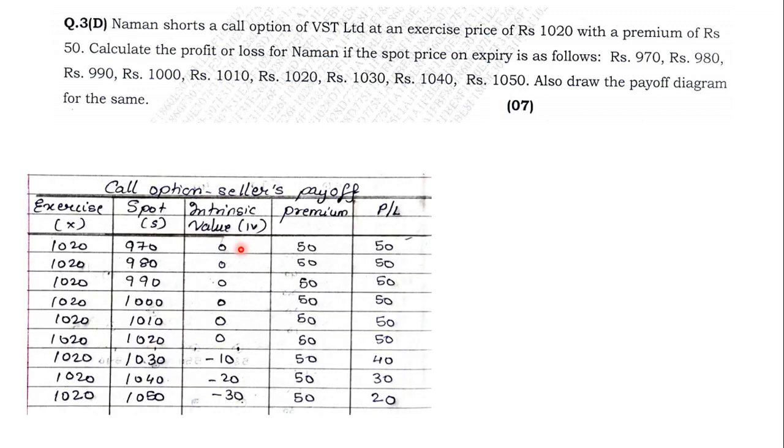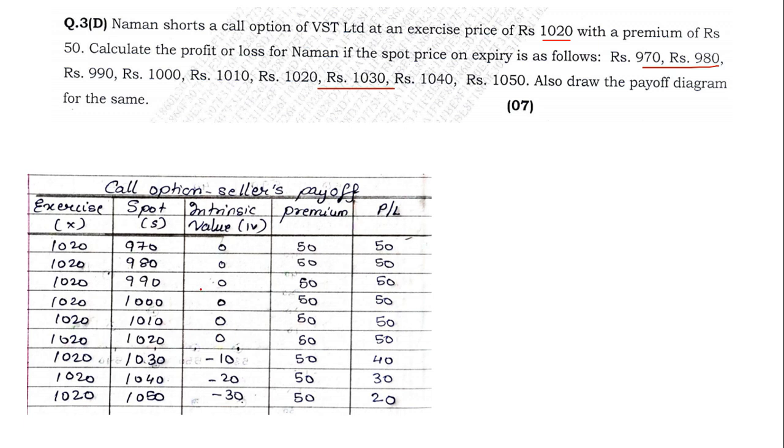Okay, so first the table. Remember, this table is very important. First, the exercise price, so it was 1020 in all the cases. Spots are all given to us, so we first note down the spot: 970, 980, 990, up to 1050, and 1020 is our exercise price in all the cases. Now remember, this is the call option seller's payoff. The rule for the call option seller's payoff is, if your spot price goes more than your exercise price, you will have a negative value. So negative 10, negative 20, negative 30, since it's going beyond. And before that, all the intrinsic values will be 0.